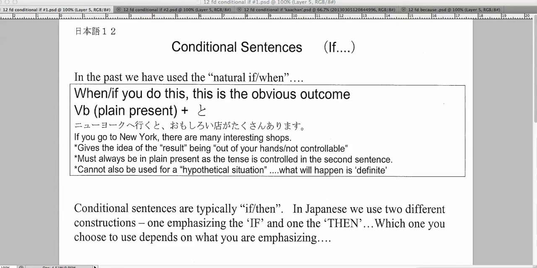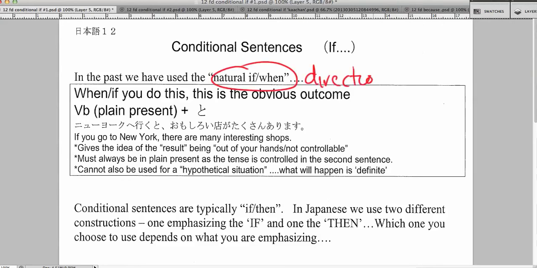A quick explanation to help understand the different kinds of conditionals that we have in Nihongo. We've seen a conditional before. It's something that we call the natural if, and we did it when we did directions in Japanese 11. And this is the idea of if or when you do this, this is the obvious outcome. And the thing to remember with this is there's no control, there's no sort of hypothetical.